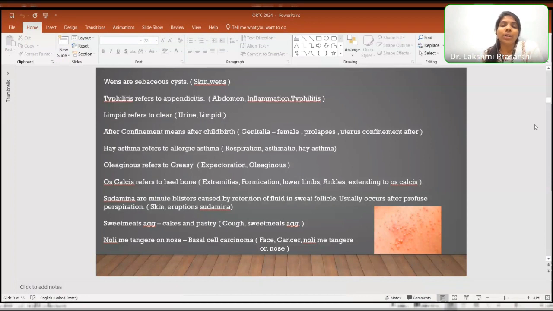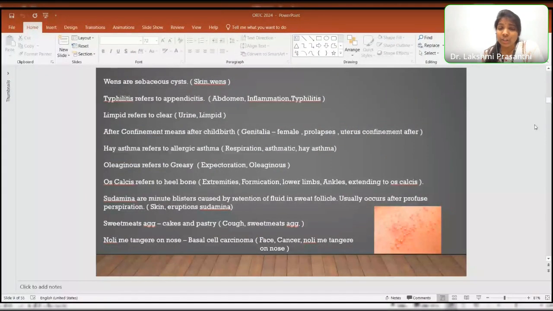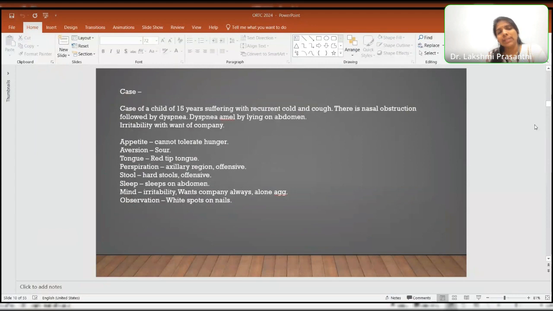One more rubric, that is Noli me tangere on nose, basically means that it is a basal cell carcinoma, which is seen on nose. The carcinoma which should not be touched or it may cause metastasis. This is given in the chapter face cancer, Noli me tangere on nose, right? So these were some rubrics which were confusing and had a different meaning, so they were discussed. Now let's see a case.